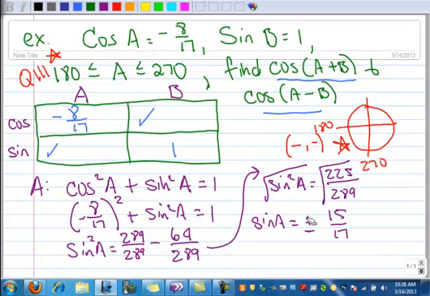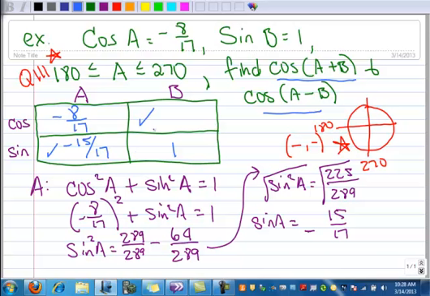So let's erase that one. And now that we know that, we can go ahead and write that in our box here. So the sine of A is negative 15 over 17.